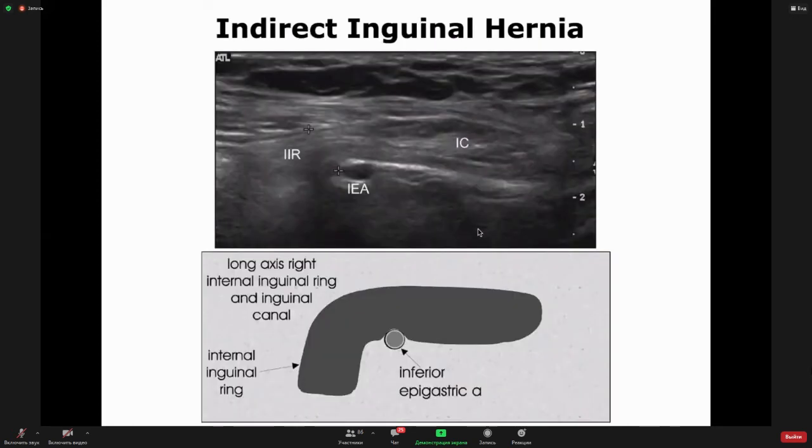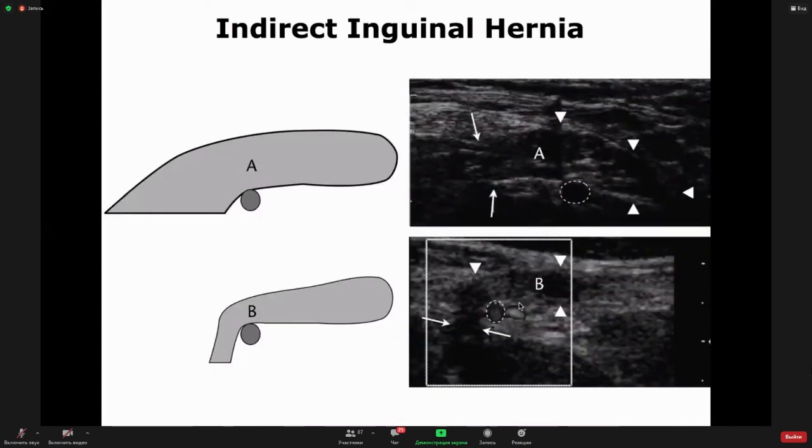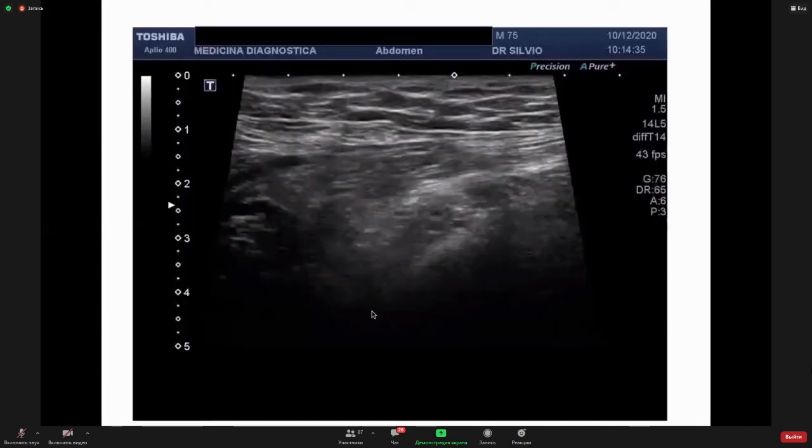Let's see how they appear in the examination. You can find the inferior epigastric artery. You're going to see contents protruding through the inguinal ring if you do maneuvers like Valsalva, for example. So here there are two ways that this can protrude, as a big protrusion or as a small protrusion that goes just to the inguinal canal.